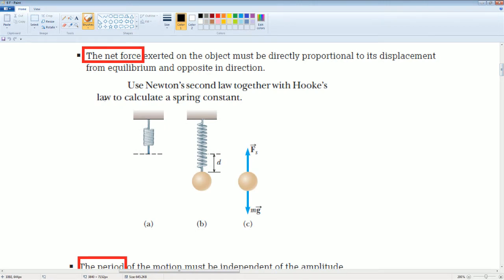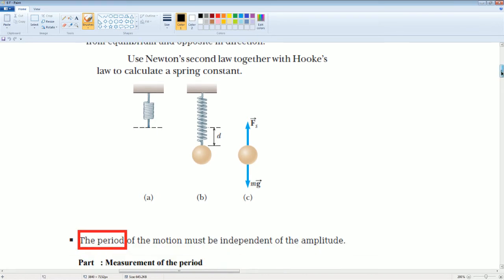Using Hooke's law with Newton's second law. Start with the spring at rest, put a mass on it, and it's going to stretch the spring, so look at its displacement. The two forces here should balance, the force of the spring and the force of gravity. You can use Newton's second law there to solve for the spring constant, but also to get its displacement as well.